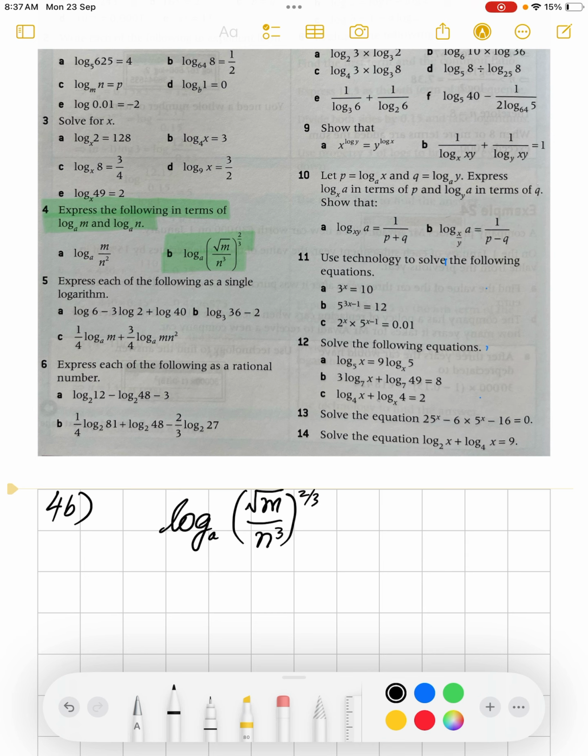All right, so let's start by saying, well, what property am I going to use? I'm going to take this 2/3 here, because that's on the outside of the bracket. I'm going to use this property: the log of x to the power n equals n written in front, multiplied by the log of x to base a. So I'm going to take that 2/3 and multiply that by the log of the square root of m over n cubed, to base a.